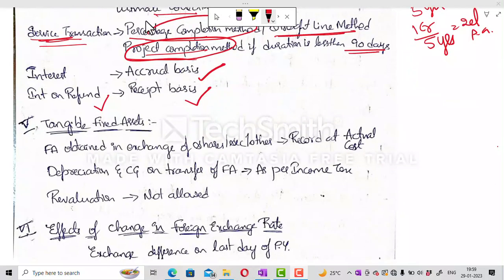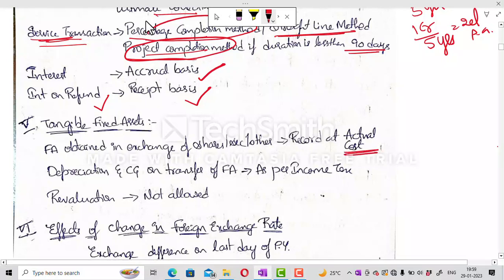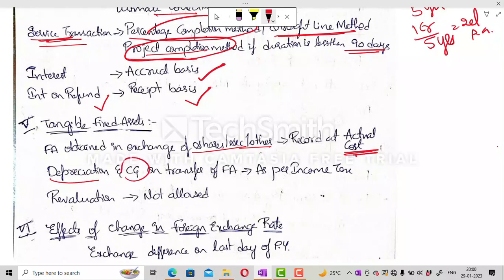The fifth standard is tangible fixed asset. How should we recognize that one? At actual cost. Normally at actual cost. If we acquired it in exchange for shares, securities, or any other asset, then also we should recognize it at actual cost only. And depreciation, and in case of sale, a capital gain arises.